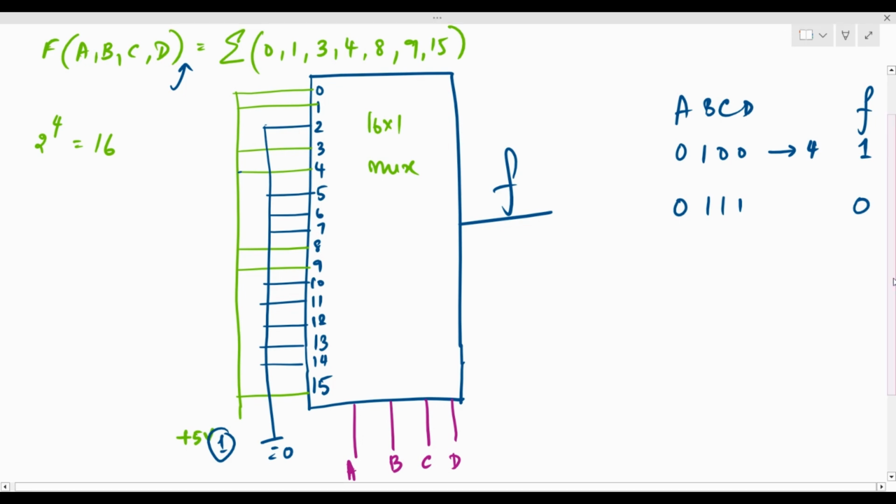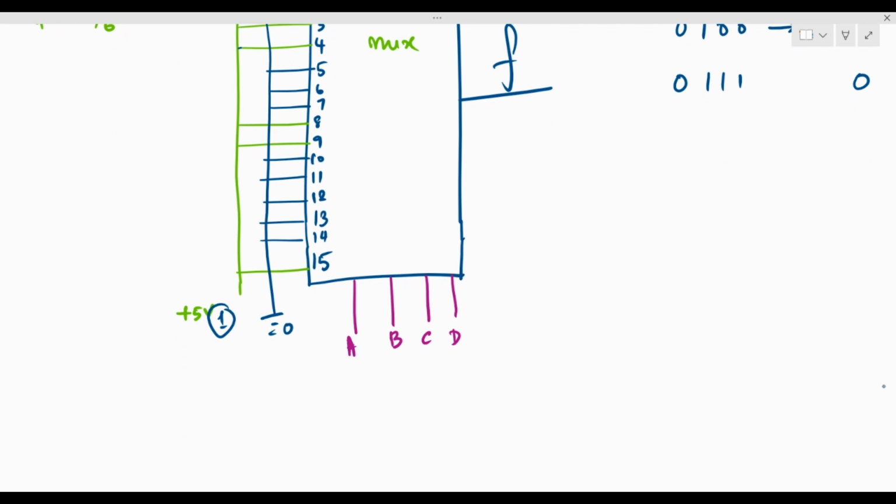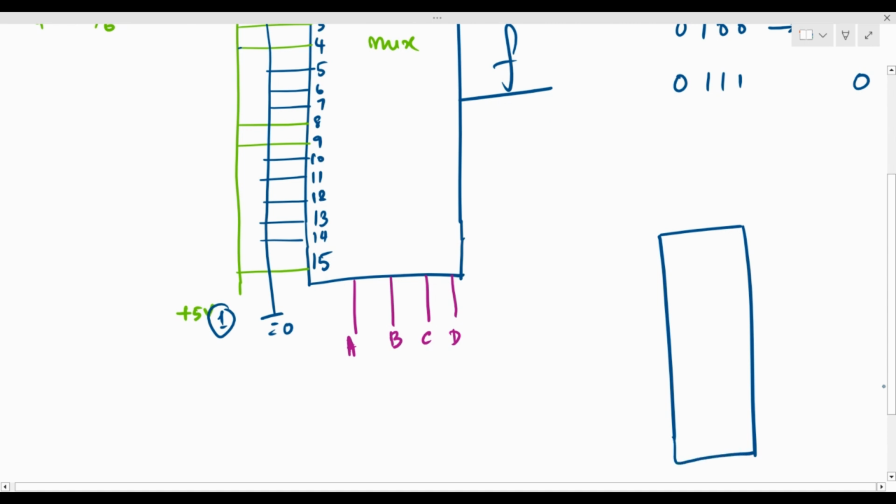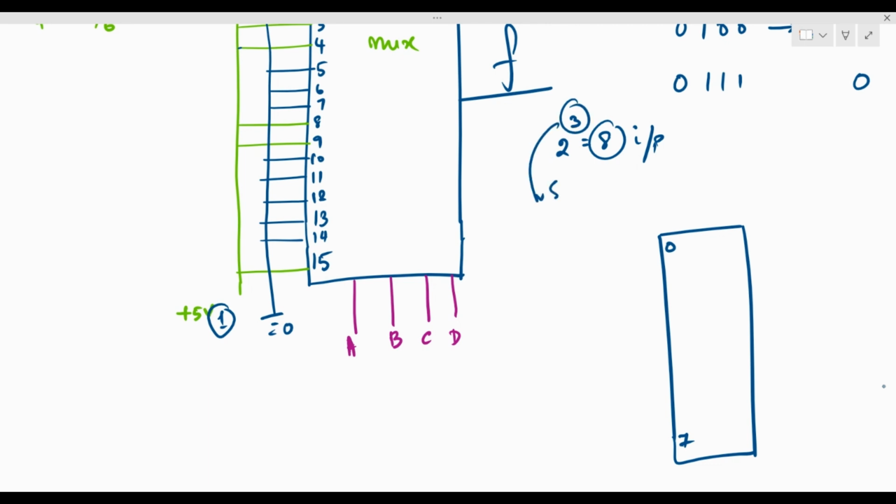Suppose we don't have a 16 cross 1 MUX, we have only an 8 cross 1 MUX. That means there are only 8 inputs that are going to be possible. So I can have only I0 to I7. And 2 to the power 3 is 8. So 8 inputs, which means I have 3 select lines. So I will require 3 select lines, and out of A, B, C, D, I can choose any 3 of them to be the select lines. So say in this case, I choose B, C, D to be my select lines.